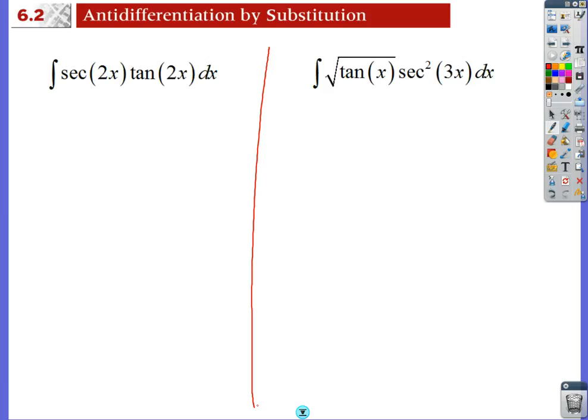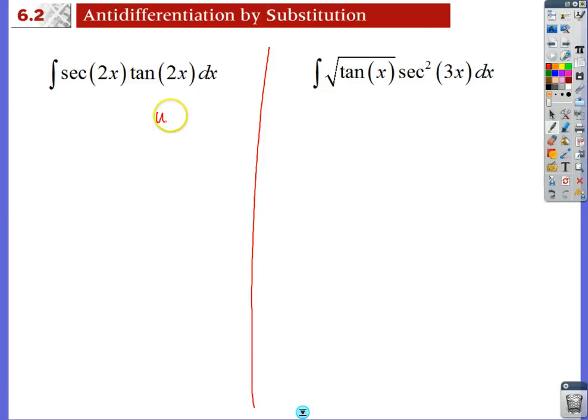This first one doesn't seem so bad. Why? Because again, when I take a look at my table of integrals, I have to think, what function, when I take the derivative, do I get secant 2x tangent 2x? And you'd be thinking, well, I get something close. I know that when I take the derivative of secant, I get secant tangent. But I don't know about this 2x business. So again, that's where I have to set up my u.